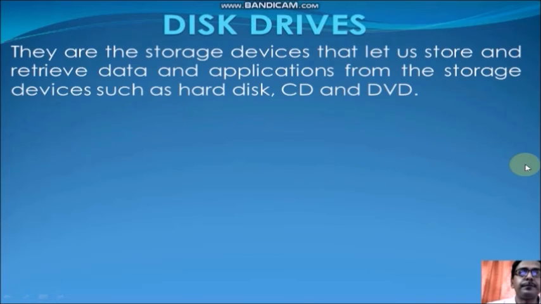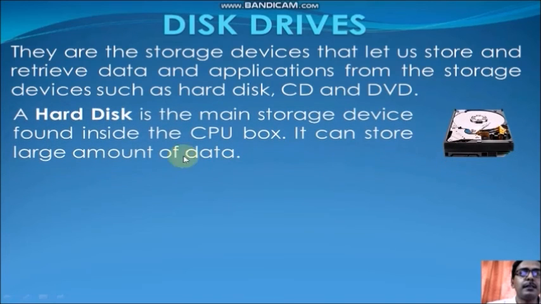Disk drives. They are the storage devices that let us store and retrieve data and applications from the storage devices such as hard disk, CD and DVD. First, the hard disk. Hard disk is the main storage device found inside the CPU box. It can store a large amount of data. Nowadays we can have 500 GB or 1 TB or more than 1 TB hard disk. All our programs, softwares, etc. are stored here. It is a permanent storage device, and it's very fast.